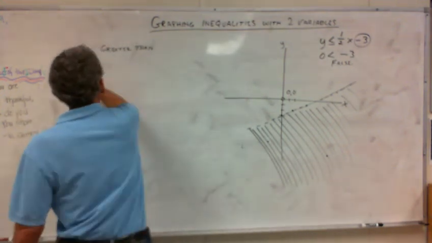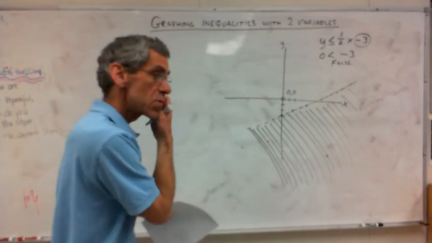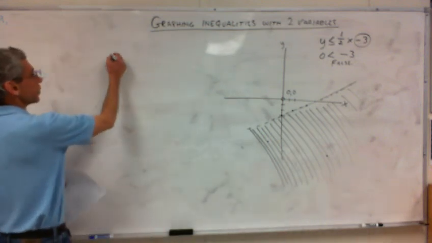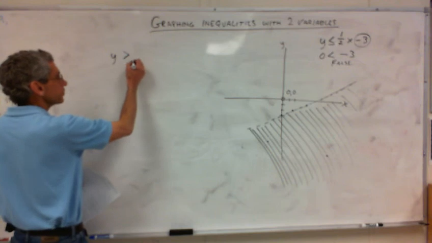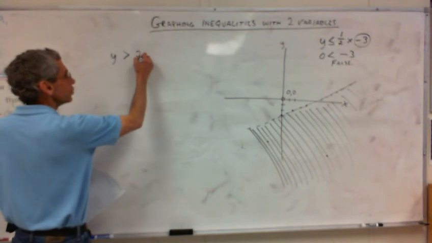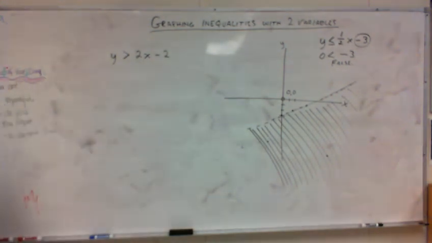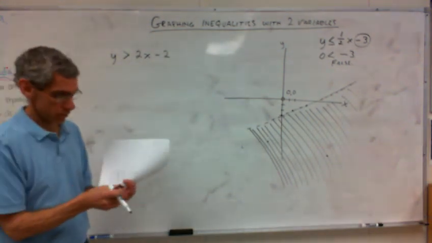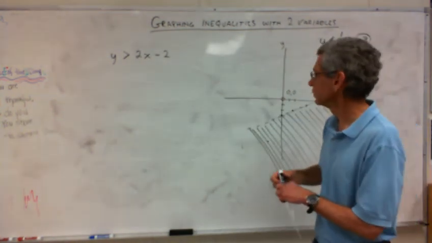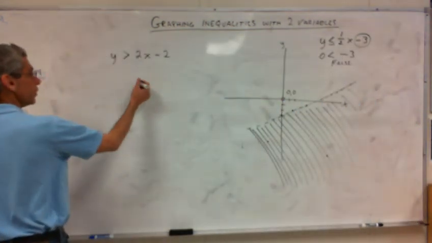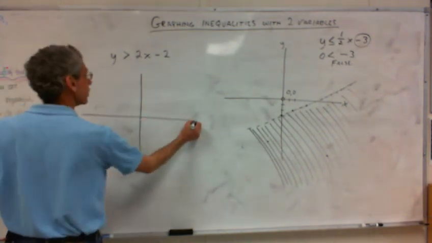Can we do this one on the actual graph? Yeah, you want to try it? Try this on your board right now. All right, so try y is greater than 2x minus 2. Y is greater than 2x minus 2. What are we doing? Graph this one. And as you do it, I'm going to do it as well, so you can see and compare.